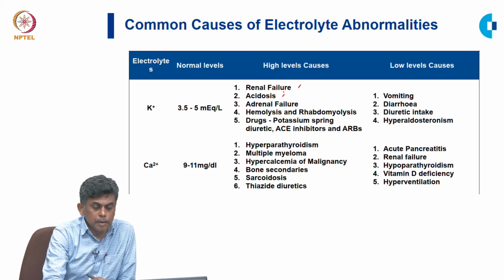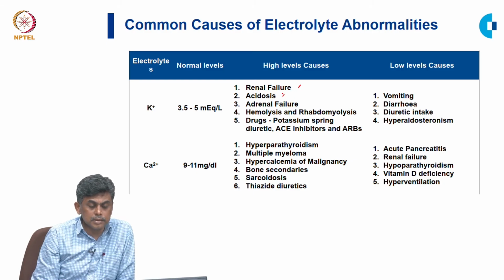Acidosis, when the body's acid is more, the pH falls below 3.5. So what happens is the acidic environment makes potassium shift from intracellular to extracellular. So the serum potassium will start to increase.